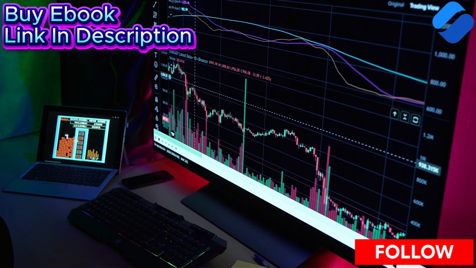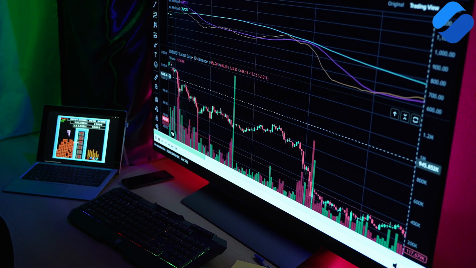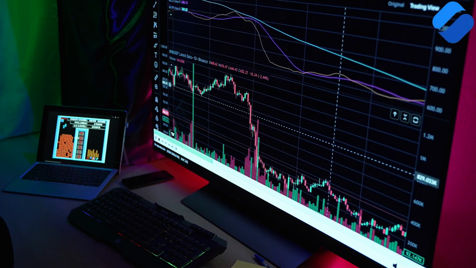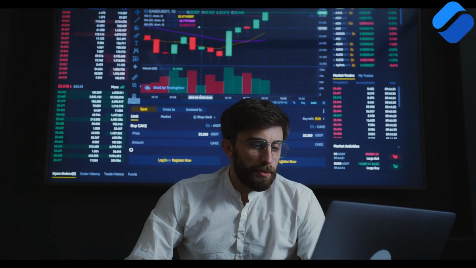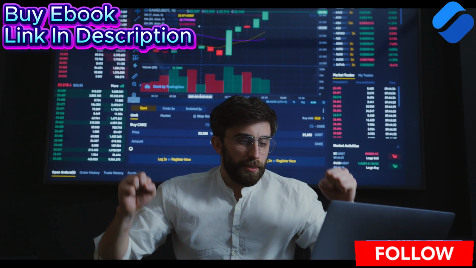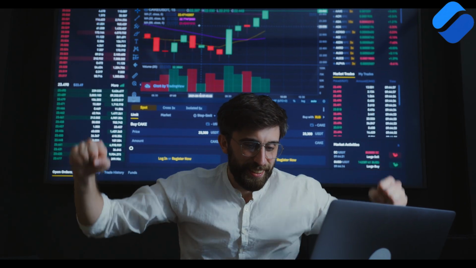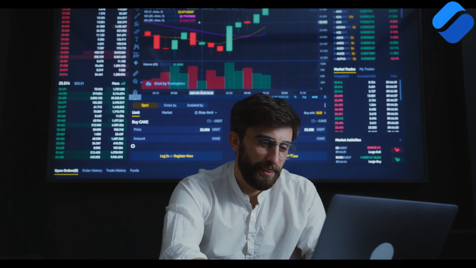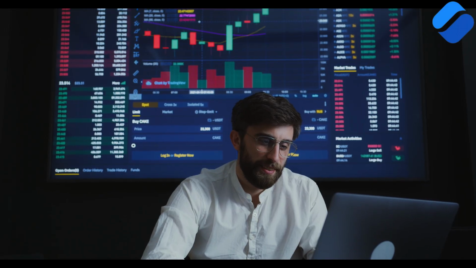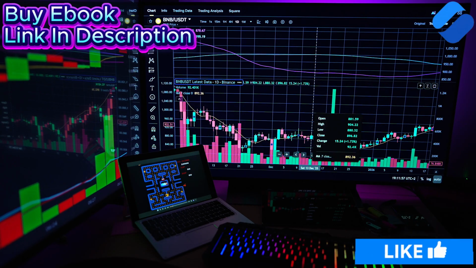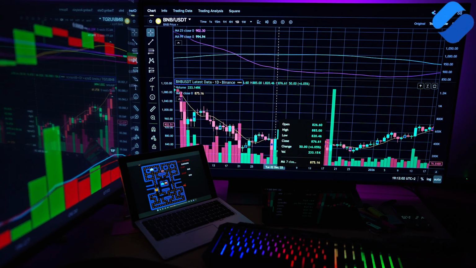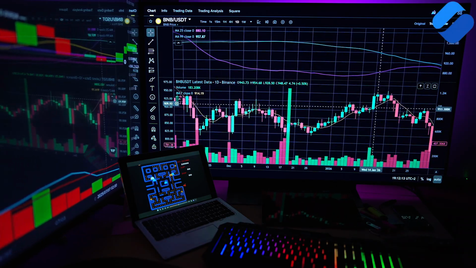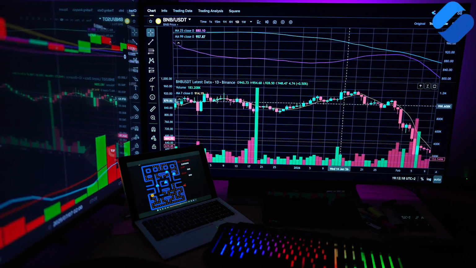The first technique is to define your risk before entering. Before you buy any option, before you sell any spread, before you click the trade button, you need to know one thing clearly. How much can I lose? Many beginners enter a trade first and think about risk later. That is a mistake. Your risk should be clear before the trade starts. If you are buying an option, know how much premium you are risking. If you are trading a spread, know your maximum loss.